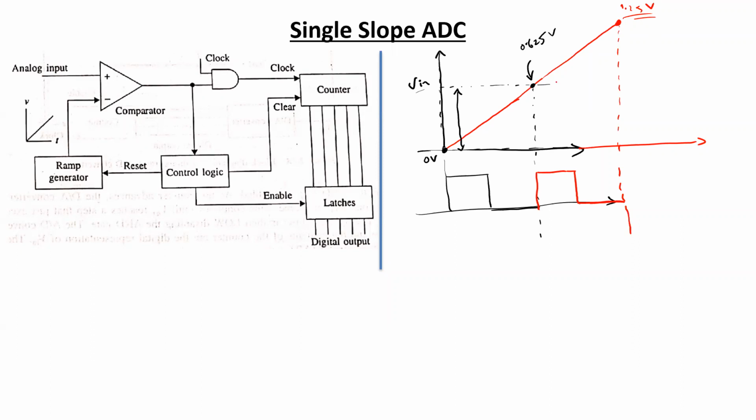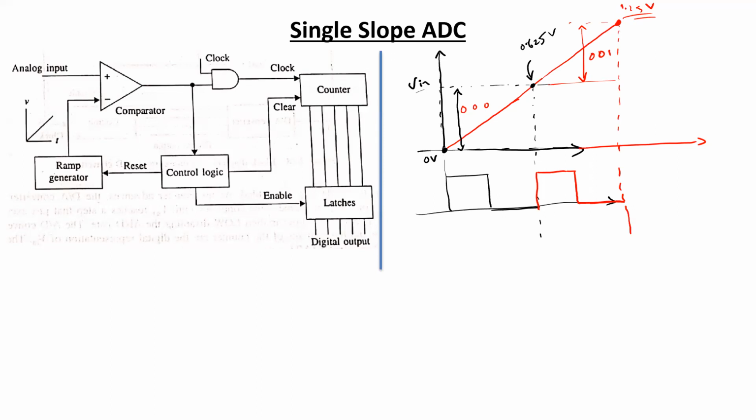So any voltage that is in between this range from 0.625 up to 1.25, the counter will give the sequence of 0 0 1, and for any voltage within the previous range the counter will give you 0 0 0, and in this way it will proceed further.